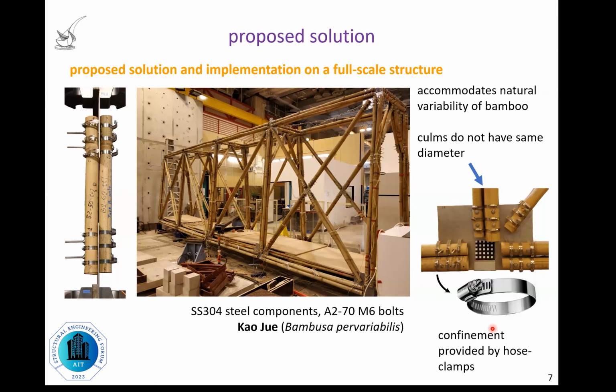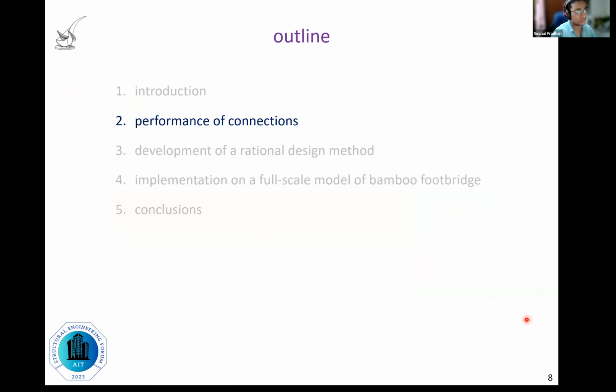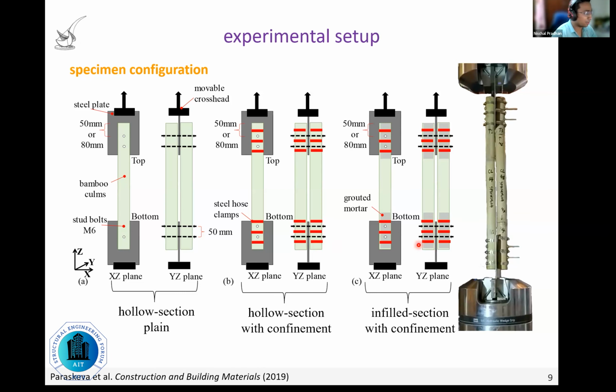Right, so let's look at the performance of the proposed connections. In this particular study, we examined 3 different types of connections. The first is a plain connection, where we have a pair of bamboo culms connected to steel plates at both ends with the help of bolts. The second type is the same as the first, but with hose clamps that confine the bamboo culms on either side of the bolts. And in the third type, we infill the connections with cement mortar. So let's take a look at how these connections perform.